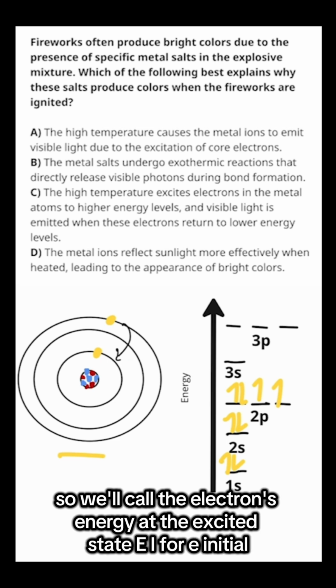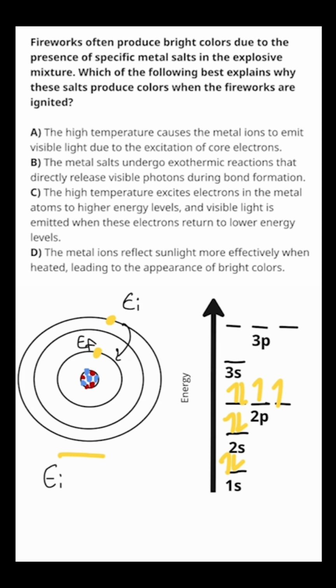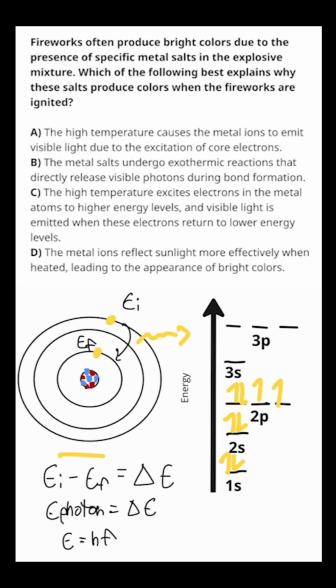losing energy. So we'll call the electron's energy at the excited state E_I for E initial, and at the ground state E_F for E final. This means that the difference between the initial energy and the final energy is equal to the energy that the electron lost, which we can call delta E. Anytime an electron loses energy like this, it emits a photon, and the energy of that photon is equal to delta E. And then you can use the energy of the photon in this equation, E equals h f, to figure out the frequency of that photon.